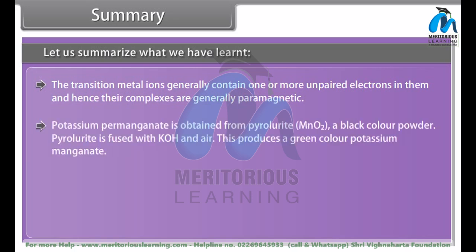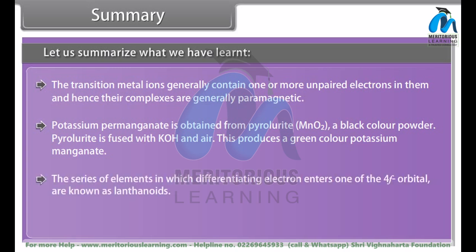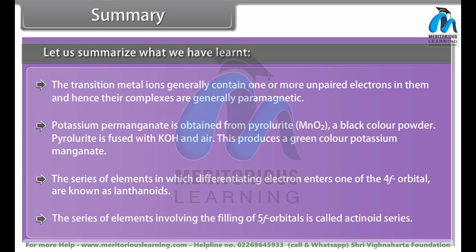Potassium permanganate is obtained from pyrolusite, a black colored powder. Pyrolusite is fused with KOH and air. This produces green colored potassium manganate. The series of elements in which the differentiating electron enters one of the 4f orbitals are known as lanthanides. The series of elements involving the filling of 5f orbitals is called the actinoid series.